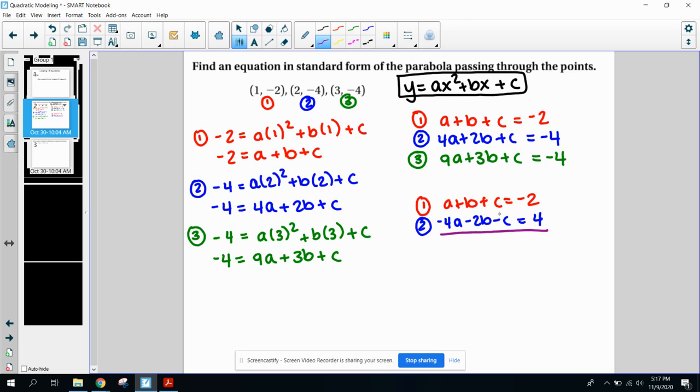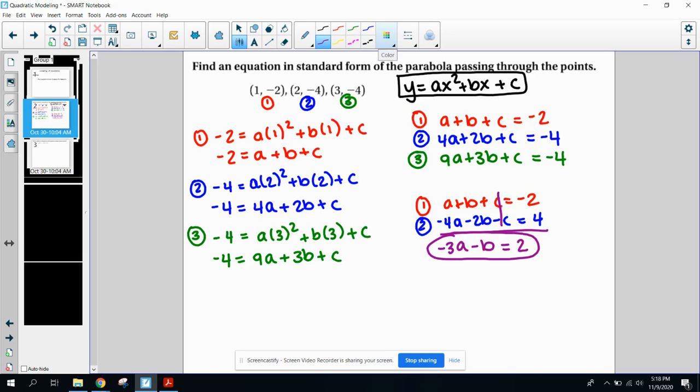So I'm going to add a and -4a. So that's going to give me -3a. I have b minus 2b, so that's going to be -b. The c's are going to cancel out. And then I have -2 plus 4, so that's going to give me 2. Okay, so this is like that equation 4 that we're creating. Okay, so I'm just going to circle that, and we're going to come back to it.